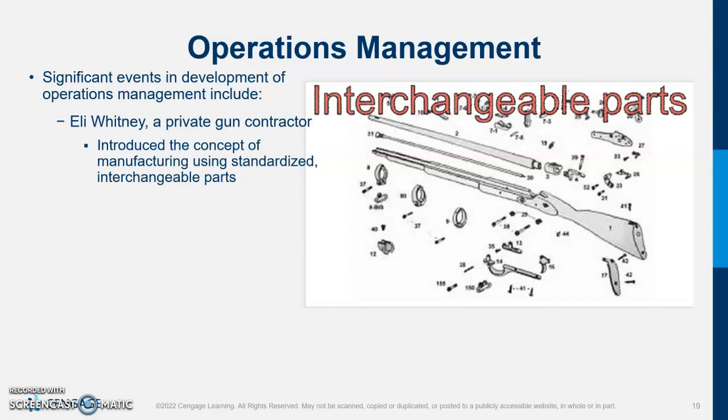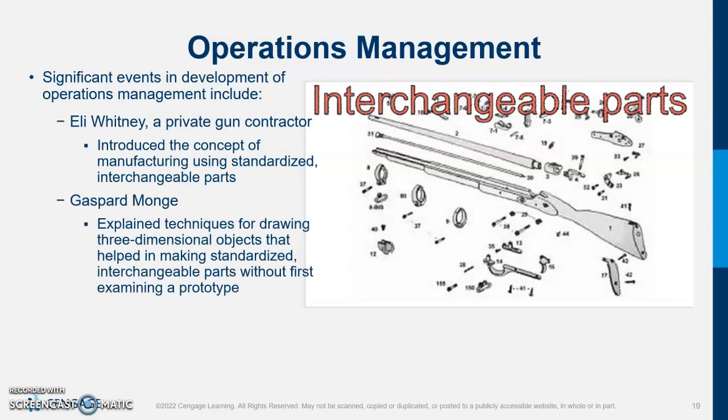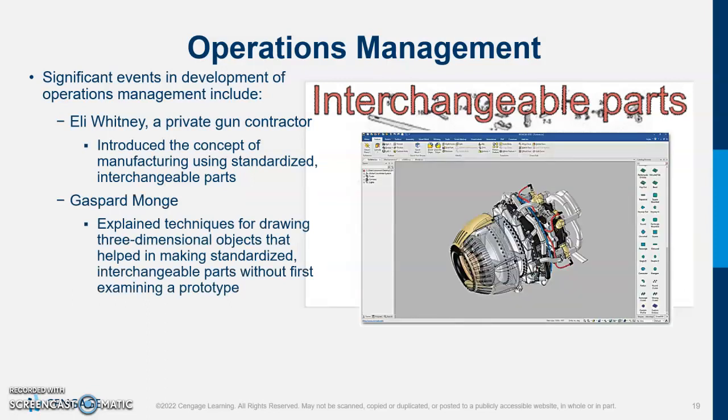And another more recent company in the late 90s, early 2000s was Dell Computers. And they used interchangeable computer parts in order to make customized computers for their customers. Next was Gaspard Monge, and he came up with this idea of drawing three-dimensional objects so that you could analyze them prior to making a prototype. And today we have 3D printing or 3D imaging or CAD, computer-aided design, that allows us to do this. And so we would create a CAD drawing and try to find issues prior to doing a full prototype.